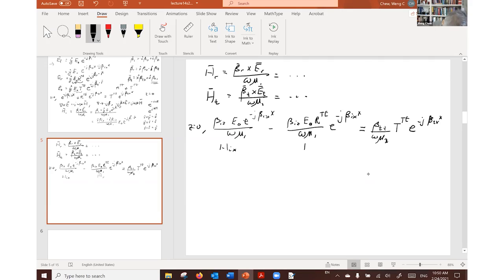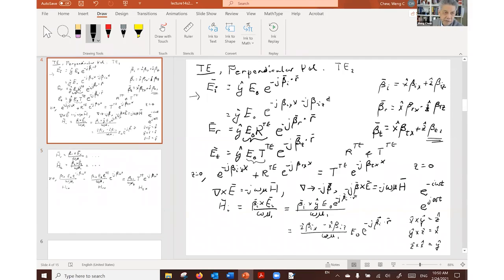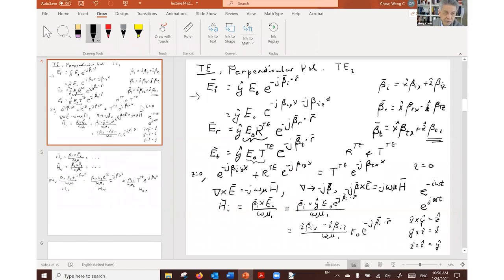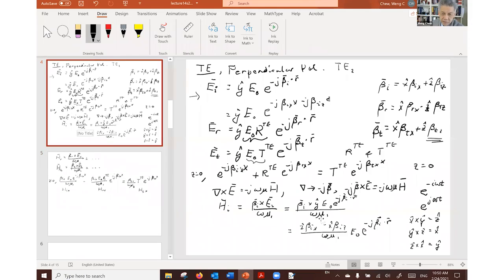This is the X component of the reflected field. This is the X component of the transmitted field. Okay, so there are two equations and two unknowns now. The first equation that we obtained was this one over here. The second equation that we have now would be this equation over here. So we have two equations and two unknowns.